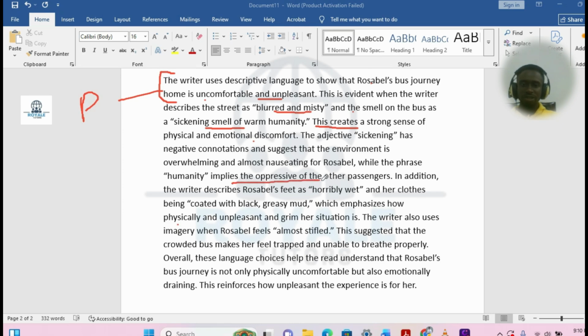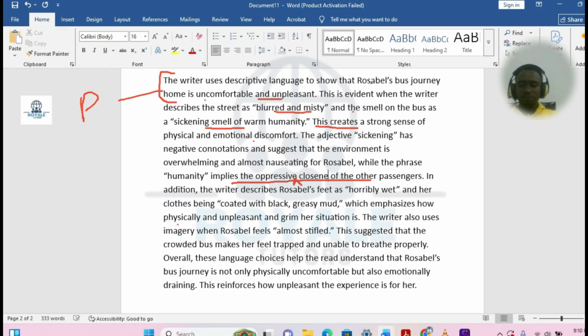You see, this is why we have to go through our work. Something is missing here, and we have to put it back in order. So, what exactly is it? Implies the oppressive closeness of other passengers. Yes, I did mention the word closeness, and I have to put it back in here. Don't forget, you have to go through your work whenever you're done. This helps you narrow into your work and see if there are things you're missing out on. So, oppressive closeness of the other passengers.